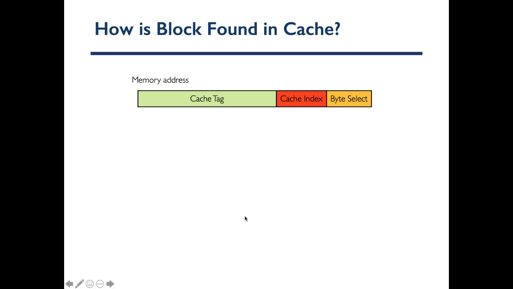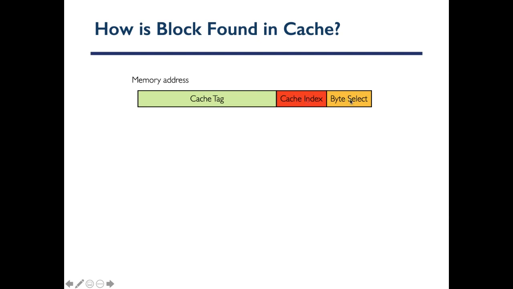So here I have my memory address. Some of it I'm going to use as a cache tag, as we saw, and the rest of it is going to be used for 2 separate issues. One is going to be used for cache index, and one is going to be used for byte select.